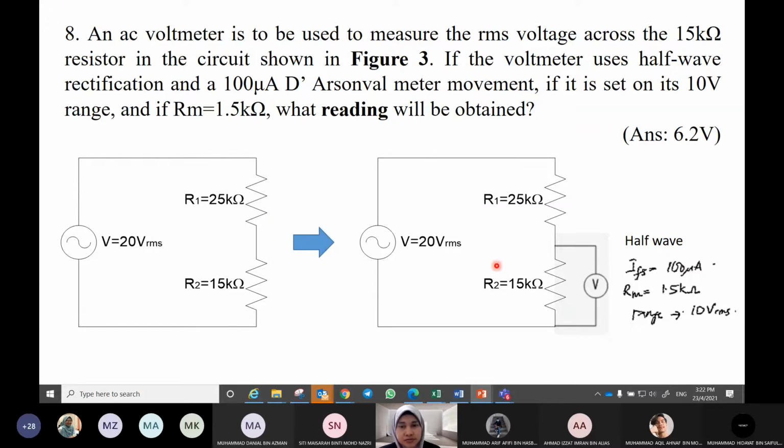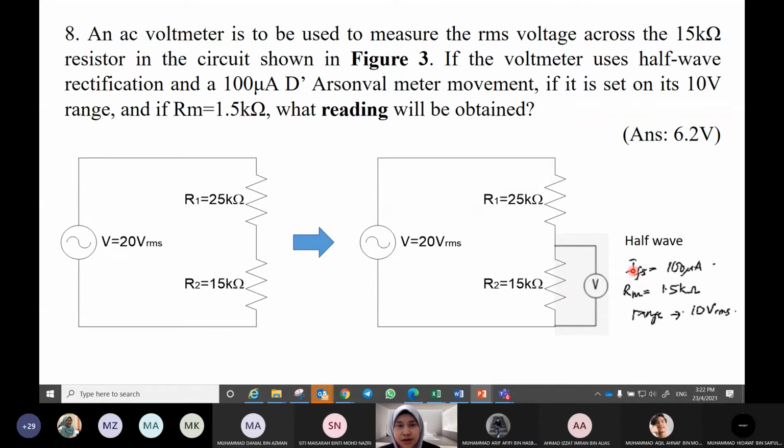Reading of VR2 here. Okay, so half-wave rectification, we want to measure the VR2 read by the voltmeter. This is a series circuit. We have an AC supply of 20 VRMS. We have R1 and R2 connected in series, and we have a voltmeter to measure the voltage across R2. So the voltmeter should be placed in parallel with R2.